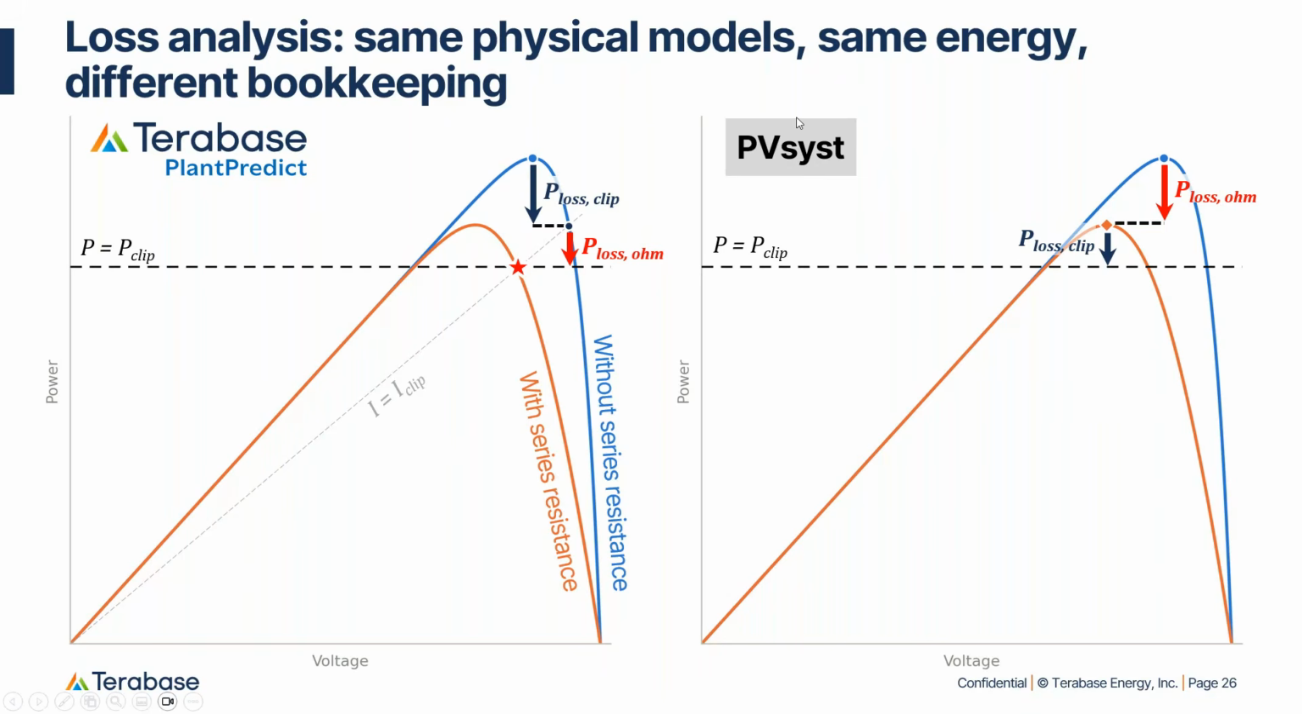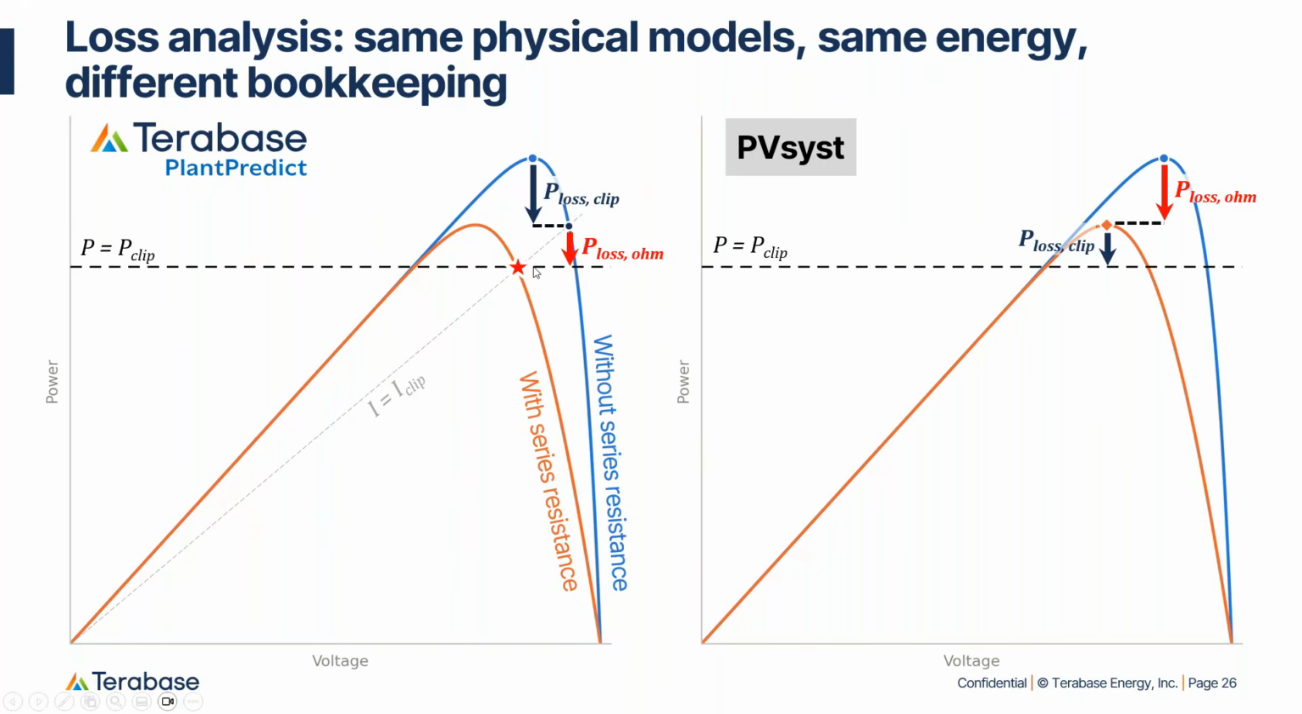The way PVsyst does it, it takes these two power curves, it determines the difference between the two maximum power points, and this difference between the two maximum power points is the ohmic losses, the DC wiring resistance losses. And then from that maximum power point after resistive losses to the clipping power, that is your clipping loss.